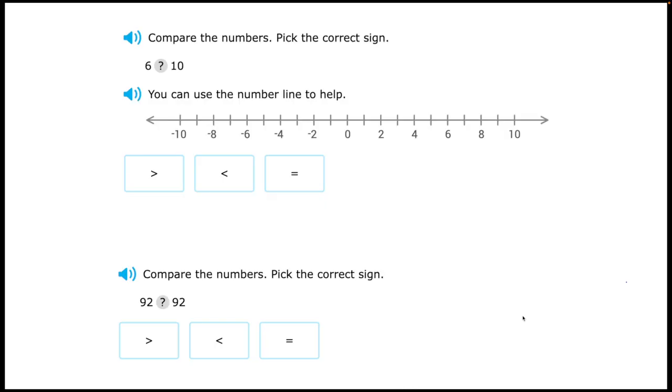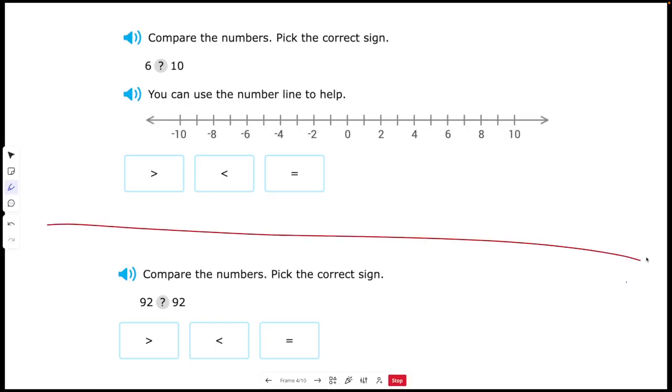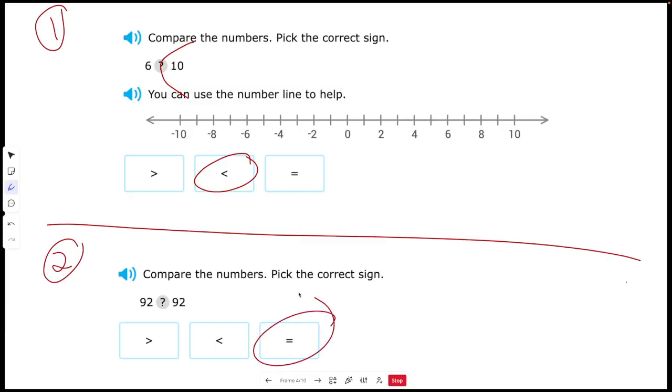Okay, now that you've had time to work these two problems, let's take a look at them. For number one, you should have said that 10 is bigger, so the monster should be going this direction. So this is the correct answer. 6 is less than 10 is how you would read that. And for number two, 92 equals 92, right? Those are equal. They're not less than, they're not greater than, they're just equal.